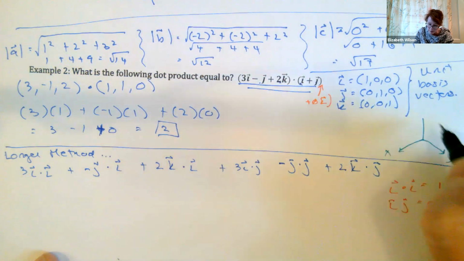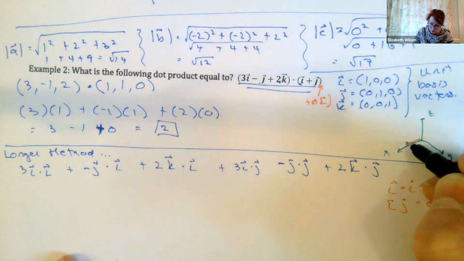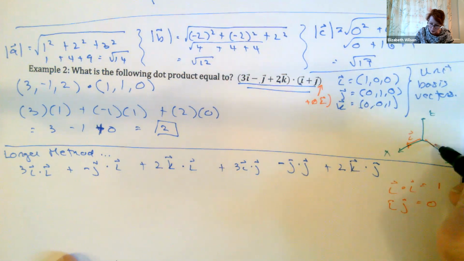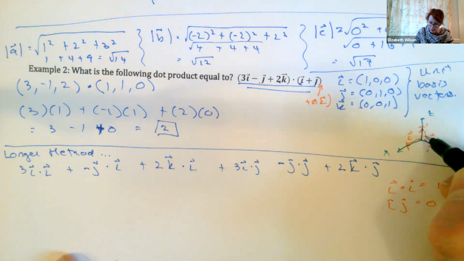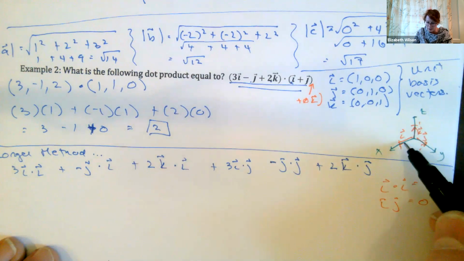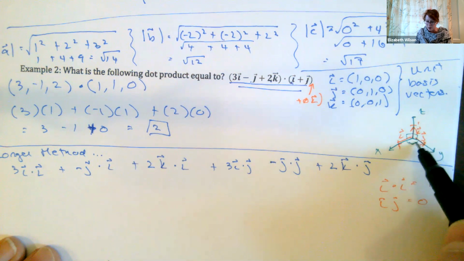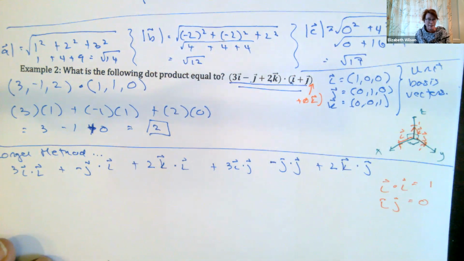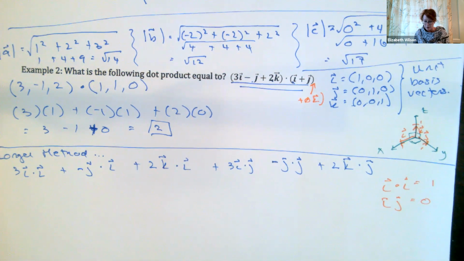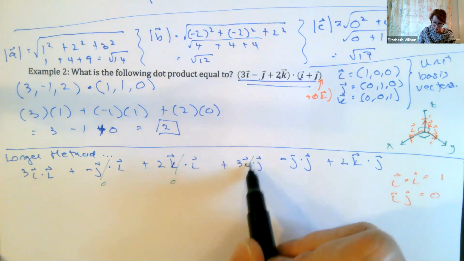X, Y, Z. So here's i, I've gone 1 unit. This is j, 1 unit. This is k. So they're all at 90 degrees to each other, right? Remember what we said about the dot product: i dot j, this is 90 degrees, this is 90 degrees, this is 90 degrees. So i dot j is going to be equal to 0. That's like dot producting two vectors that are at 90 degrees to each other. i dot i is going to be equal to 1. So this is going to go to 0, this is going to go to 0, this is going to go to 0, this is going to go to 0.